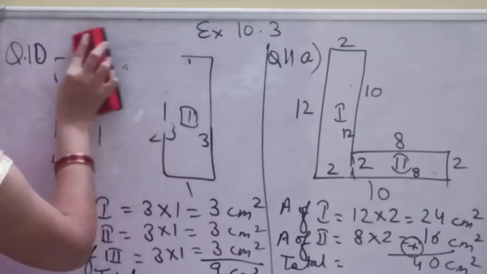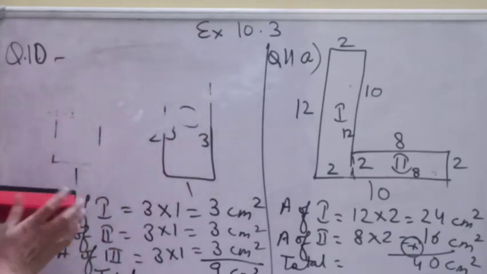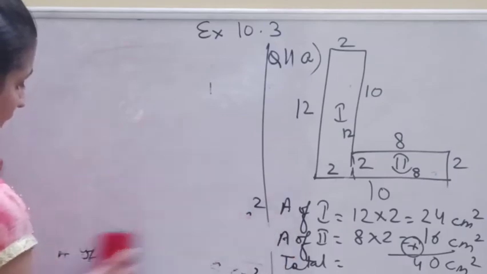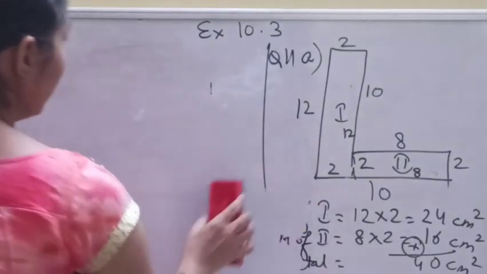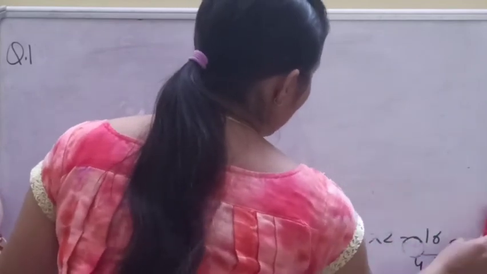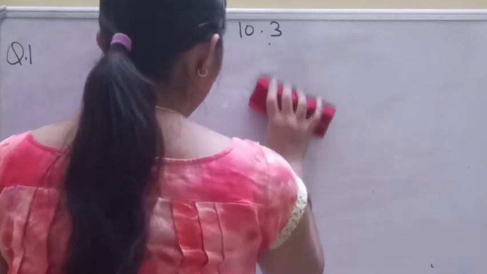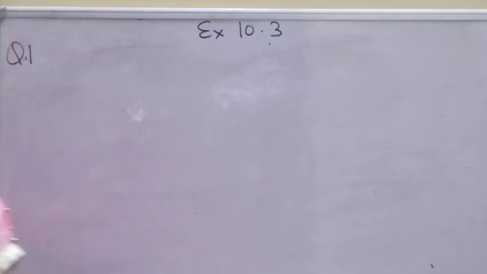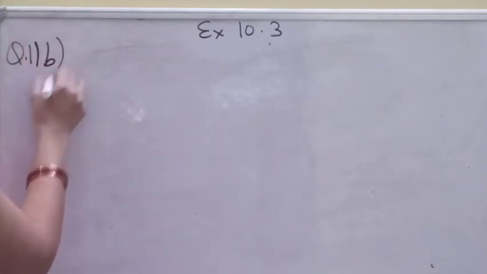Now let's move to question number 11 part B. So in the same way, there is a figure given to us, and in the same way we have to find the area. So let's discuss question number 11 part B.